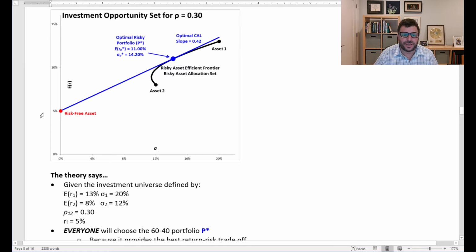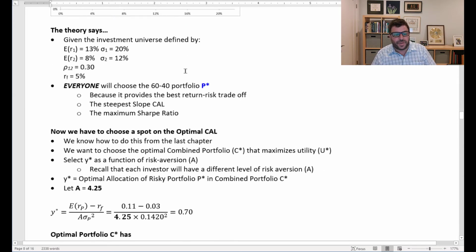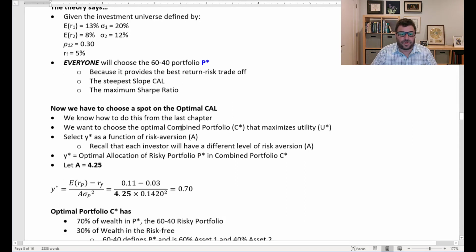Where do we want to be on this line? And remember that technically, to the right of P star the line should be kinked, because I would be borrowing and not lending, and so I would have a steeper slope to the right of P star. But let's ignore that for now and just figure out where we want to be on this optimal CAL.